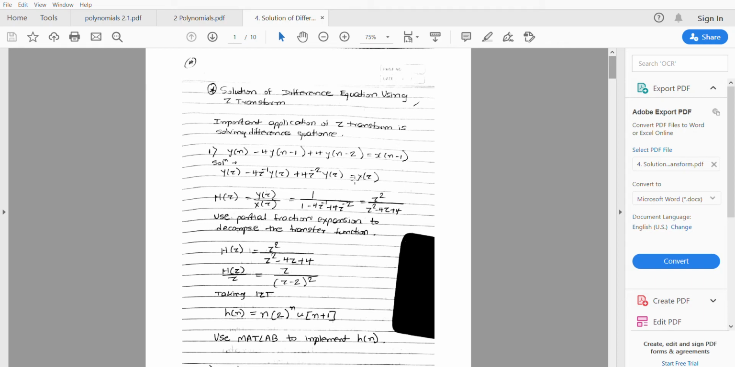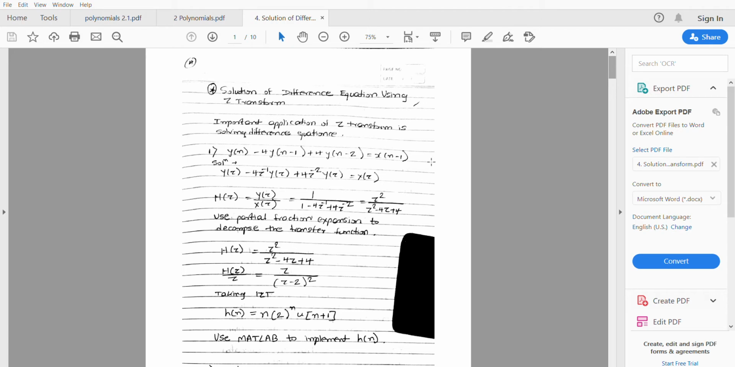In this video, we will see the topic solution of difference equation using Z transform. In previous videos, we saw how to use the Z transform for the analysis of discrete time systems. For that purpose, we use the Z transform formula to convert the given time domain system into the Z domain. Then with the help of the pole zero plot, we try to analyze the system for its stability. Then with the help of ROC, we see the causal, non-causal and anti-causal systems.